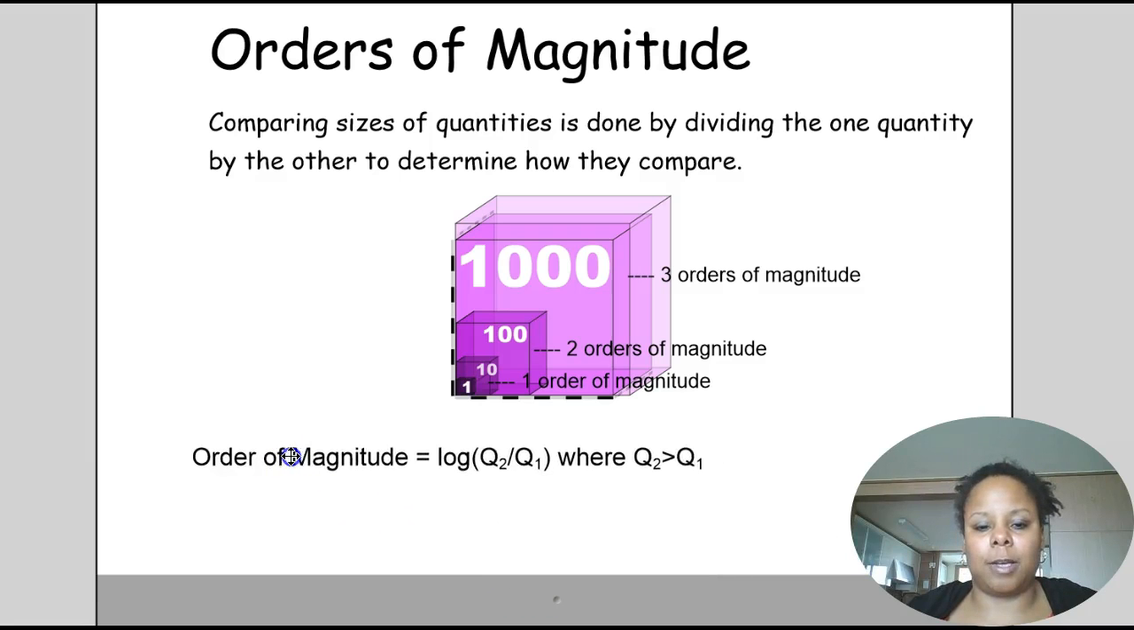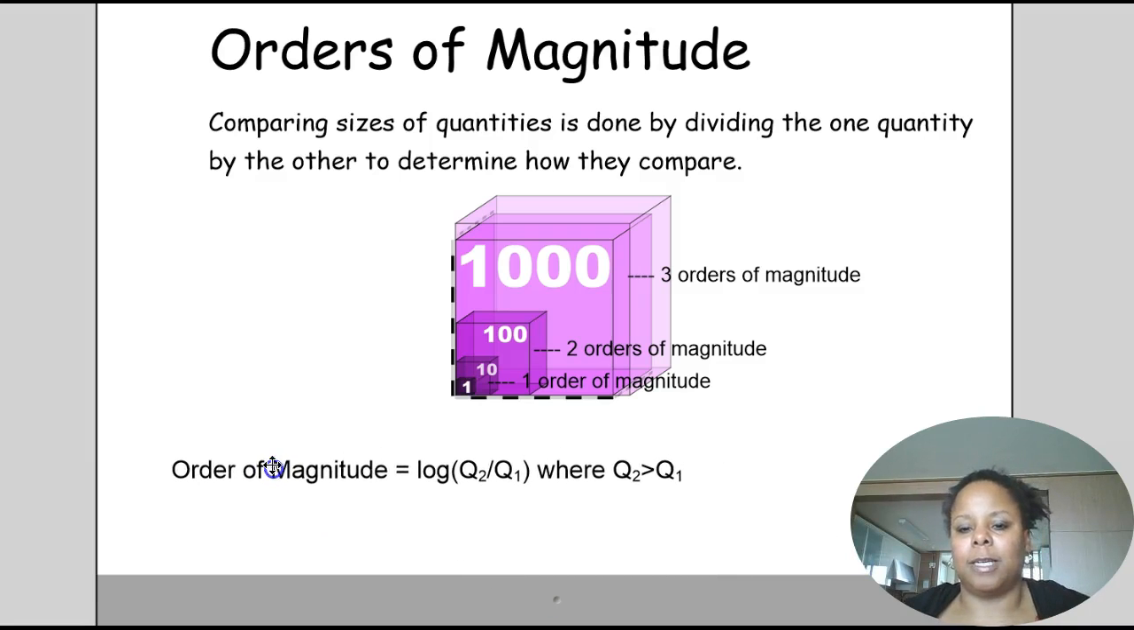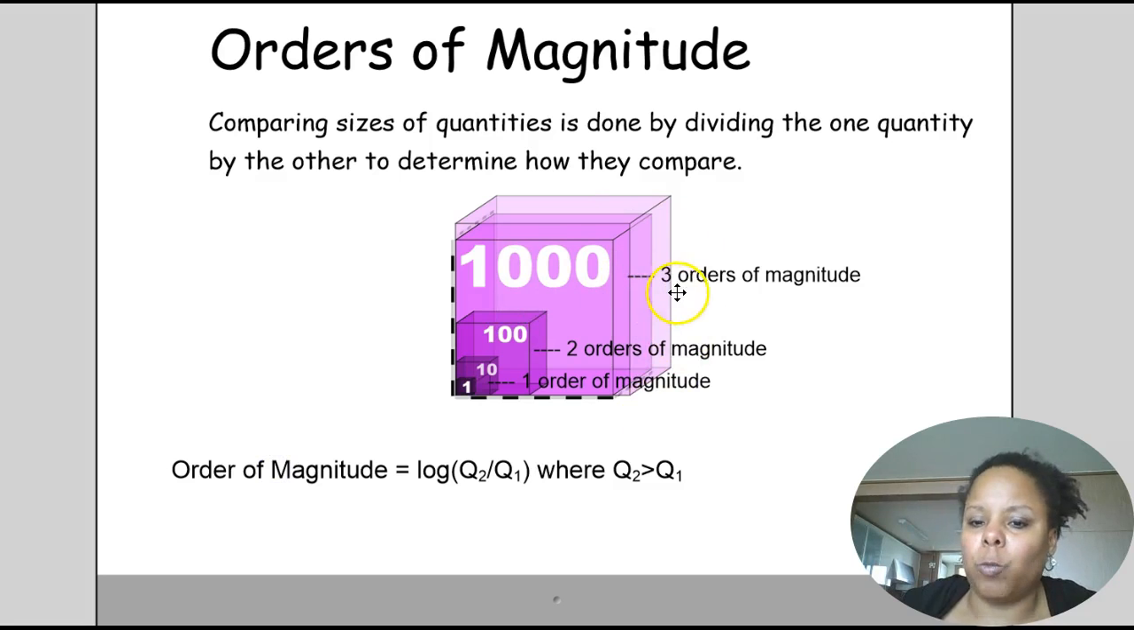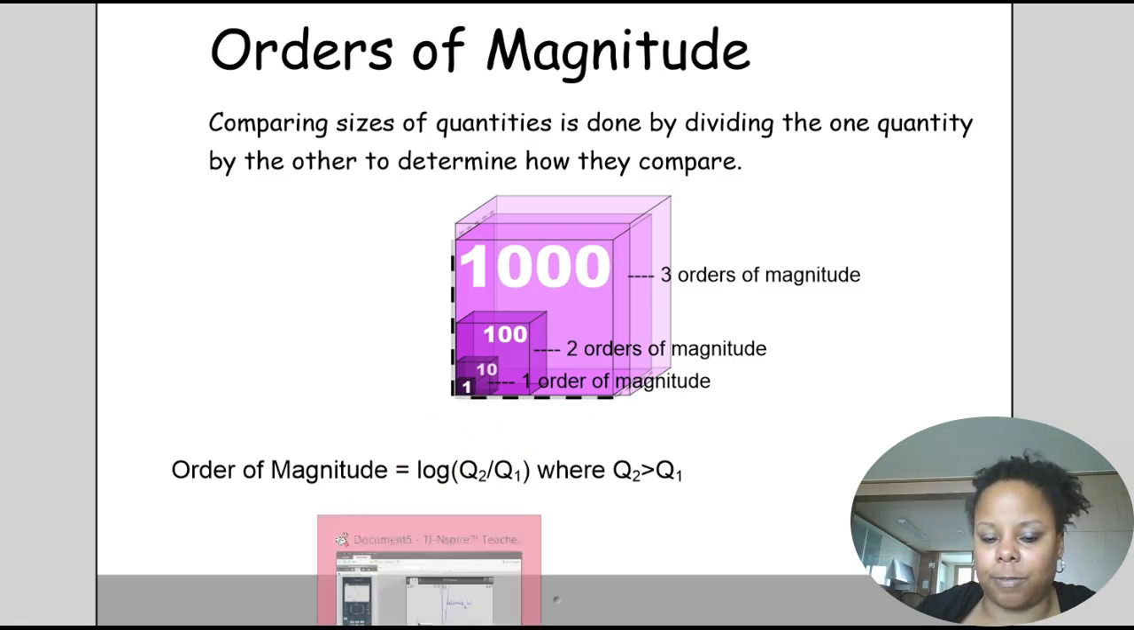So to figure out the order of magnitude, instead of saying 1,000, we're going to just bring it down to the number 3. Instead of saying the ratio is 100, we're going to say it has 2 orders of magnitude. And you can do that by dividing the two quantities and then taking the log of them. So the log of 100 is 2, the log of 1,000 is 3, and vice versa.